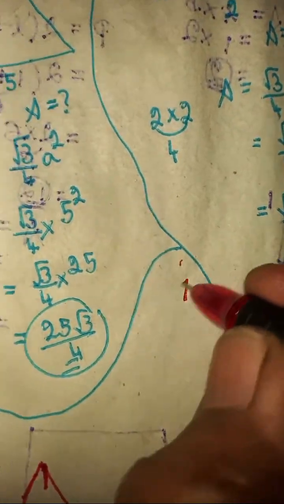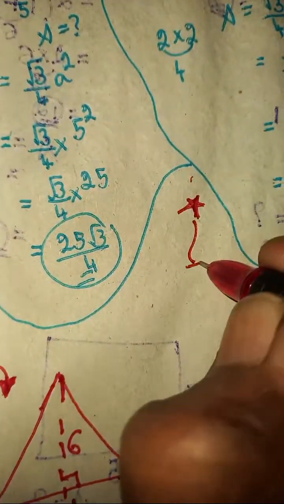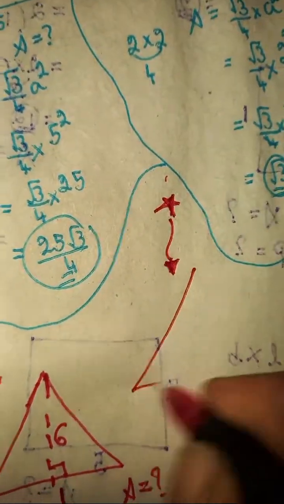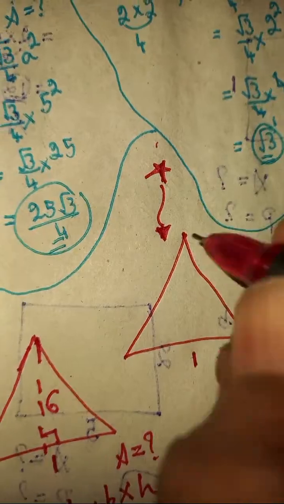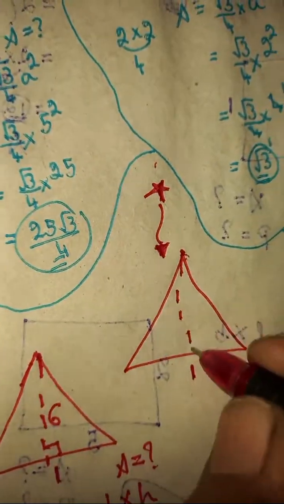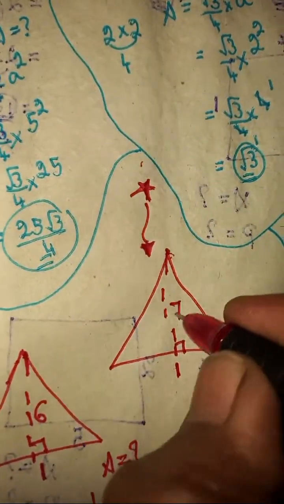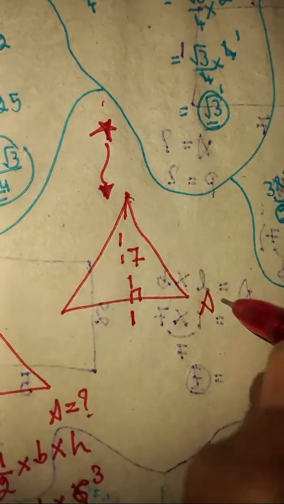Let's take one more triangle. In this triangle they have given that the base length is 1 unit and the perpendicular height is going to become 7 units. Now find out what's the area.